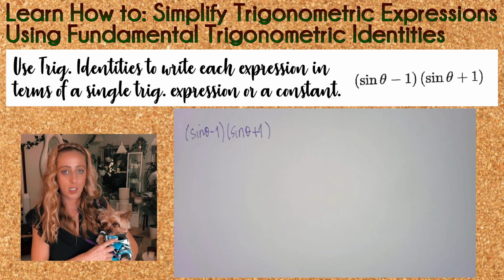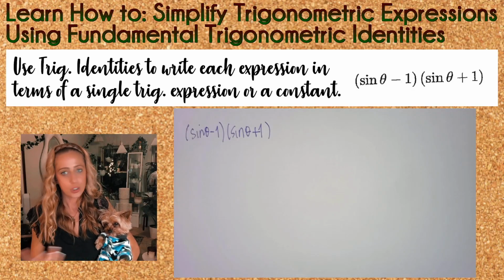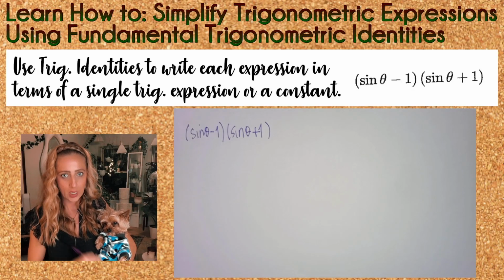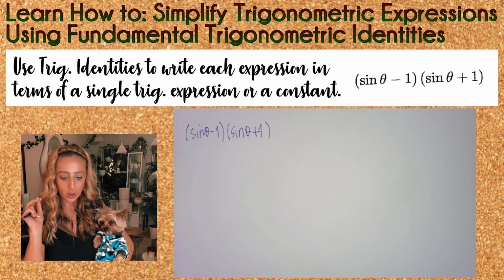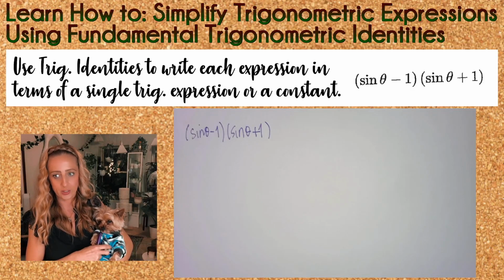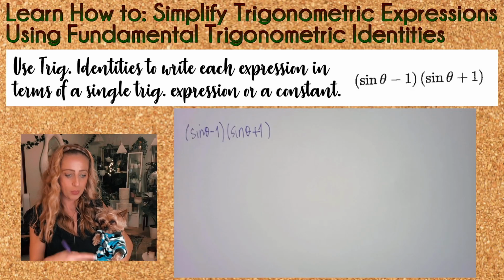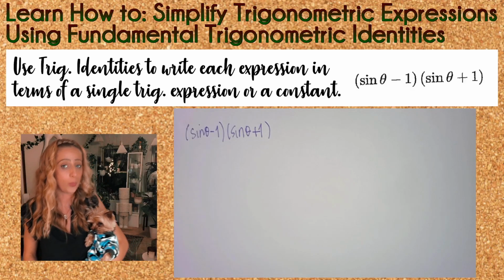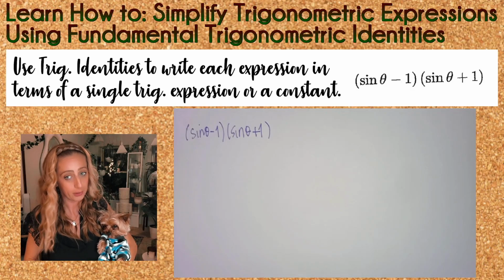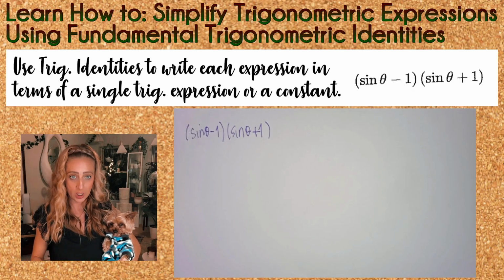When you see conjugates being multiplied, you should just go ahead and FOIL them every single time, or distribute, multiply, whatever. Every time you multiply conjugates with each other, you will end up with the difference of two squares. In this case, we will be able to reference fundamental identities such as reciprocal, quotient, or Pythagorean identities to continue with simplifying this.